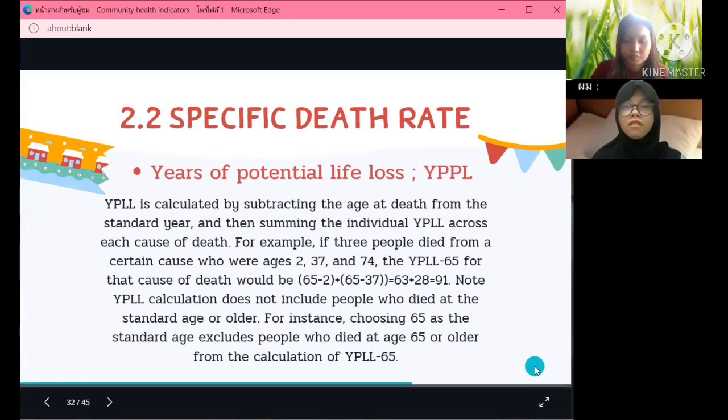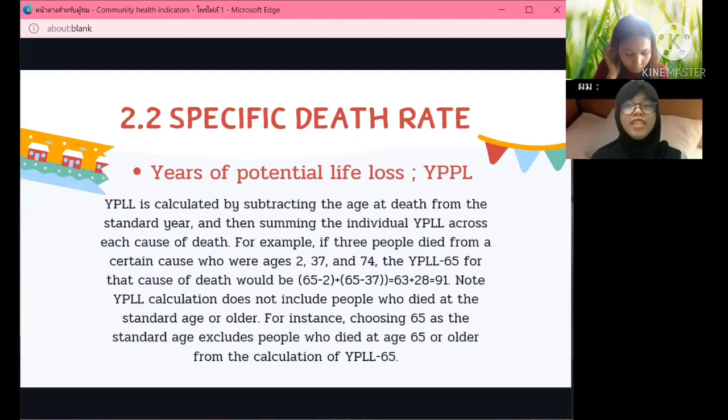Years of potential life lost, YPLL. YPLL is calculated by subtracting the age at death from the standard year. Example: if you died at 20 years old, the standard of YPLL is 75, so you calculate 75 minus 20, which equals 55. This is the YPLL, because you died before the standard age. Next slide.